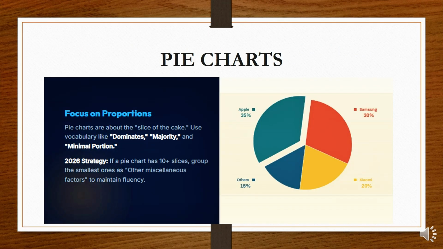Pie charts also occur frequently in describe image during the PTE exam. You will see pie charts a lot. It is much simpler than a bar chart. You'll see the highest value; in this example, the highest value is Apple, that is 35%, and the lowest value is others, that is 15%. And the other values such as Samsung and Xiaomi are also mentioned.